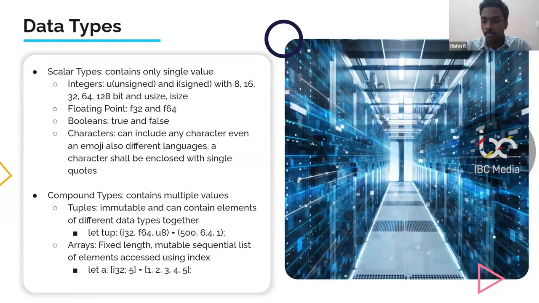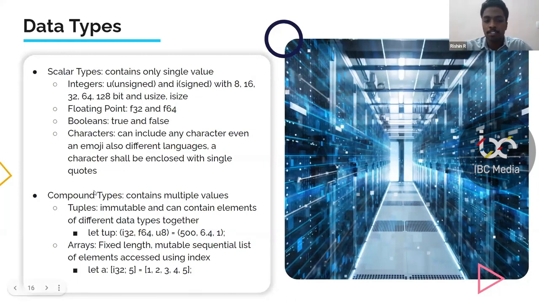Now you have booleans. Booleans have two values, true and false. Then you have characters. A character could be an emoji or any other character like A, B, C, D, anything. And compound types can have multiple values. It's actually a combination where you can have multiple values in the compound type. The compound types are tuples and arrays.